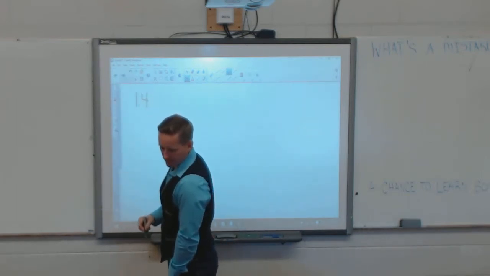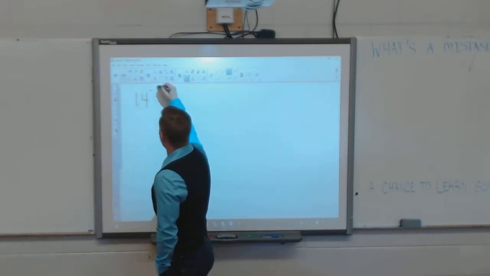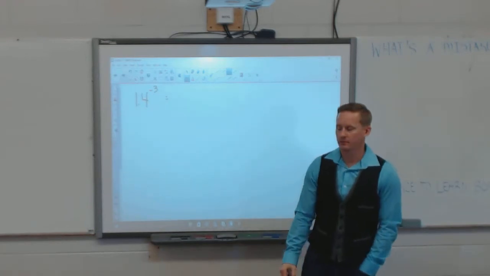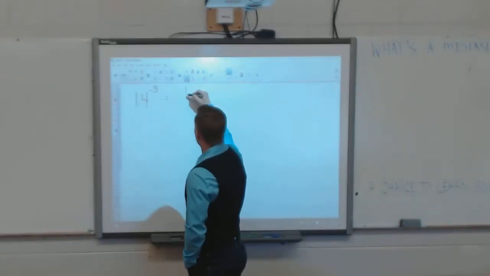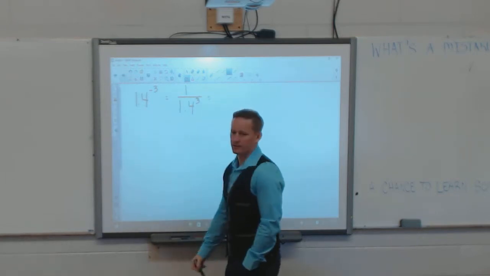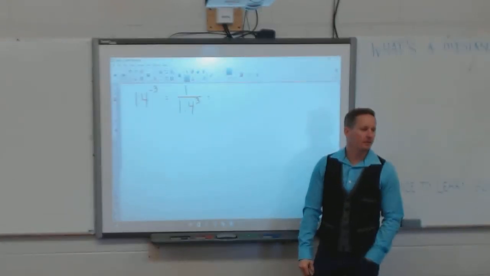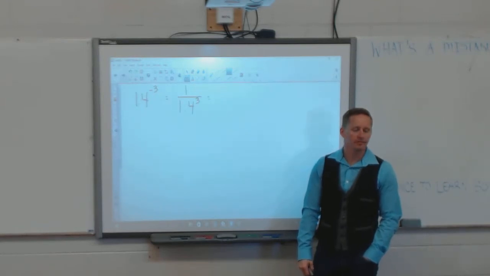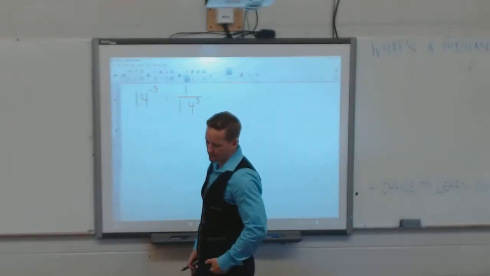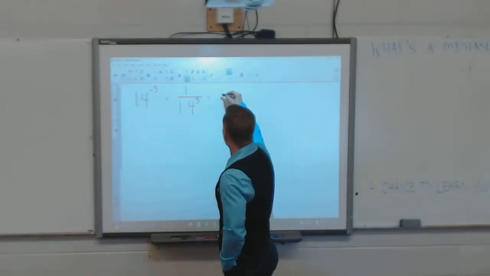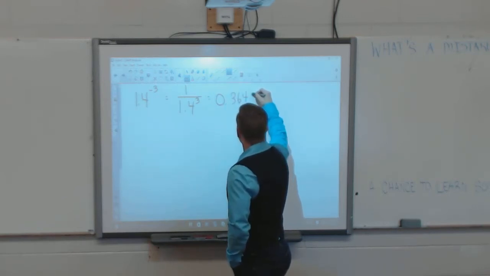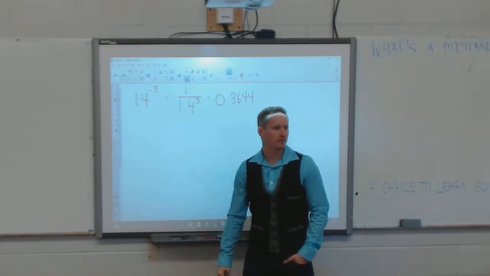1.4 to the negative 3. How do I make it a positive? Flip it. Reciprocate it. 1.4 cubed. So now you use your calculator. 1 divided by 1.4 cubed. And you have to do it to 4 decimal places. Go ahead, Justice. 0.3644. There's your solution. Okay.